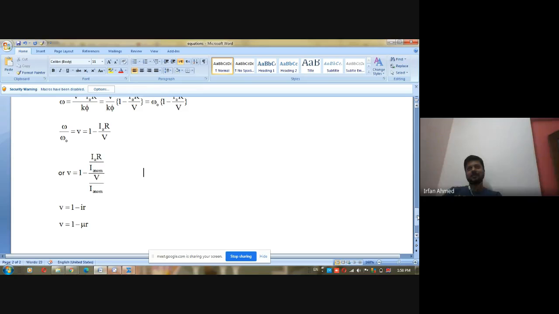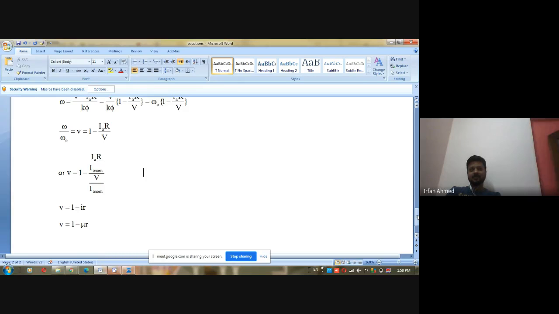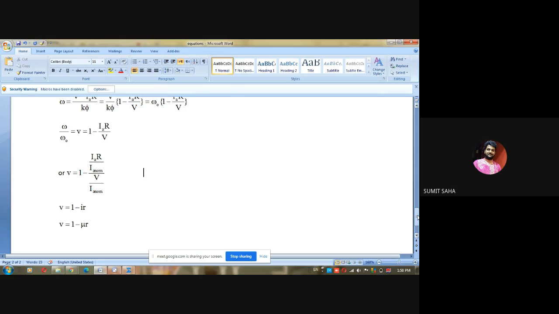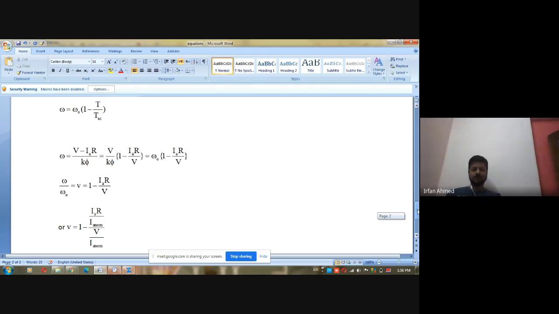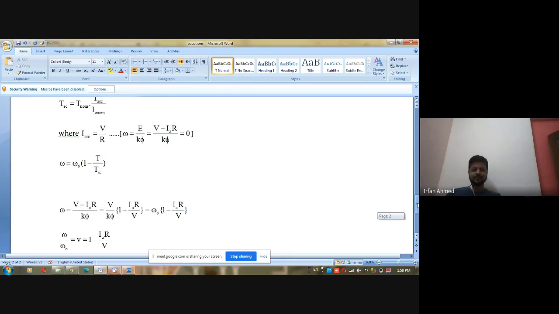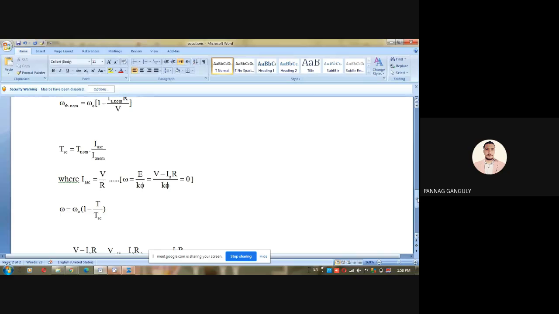No, the maximum allowed value is the rated. The answer is here. It is there in front of you. Sir, see the slope of the speed torque characteristics.